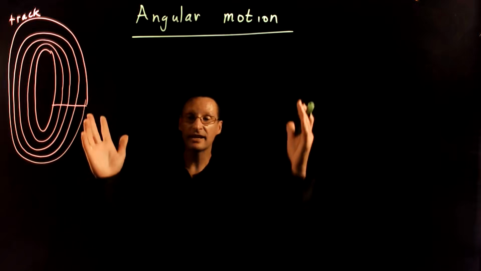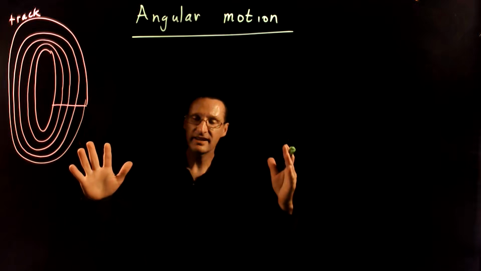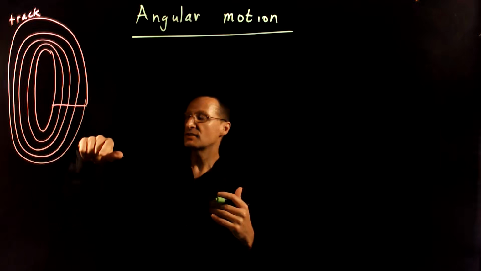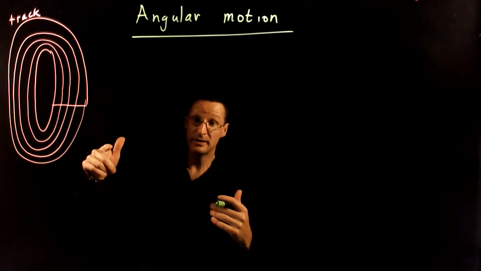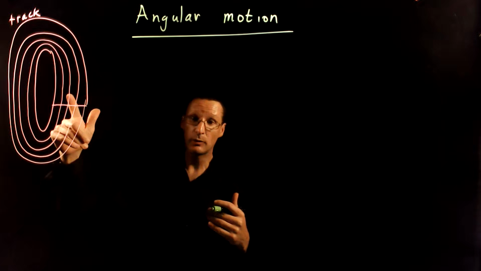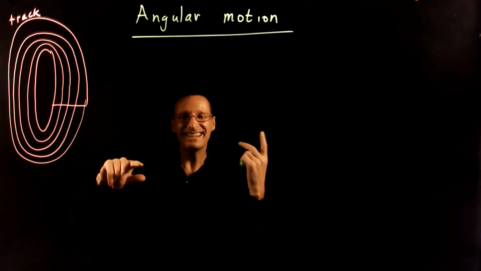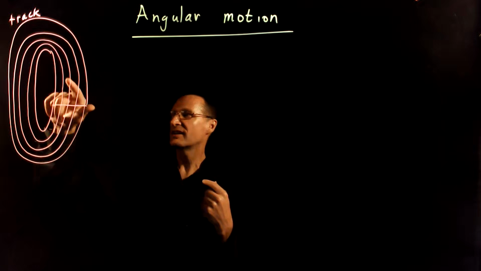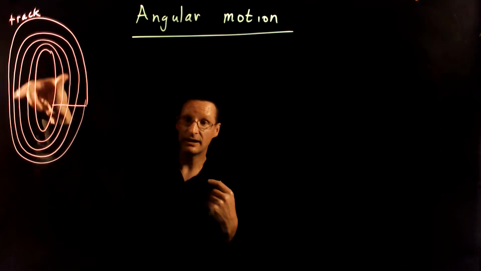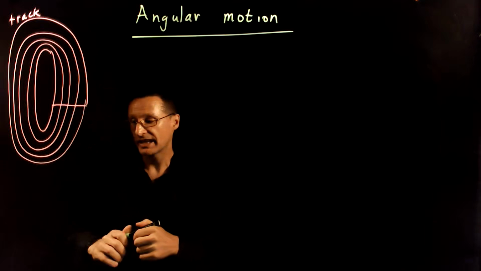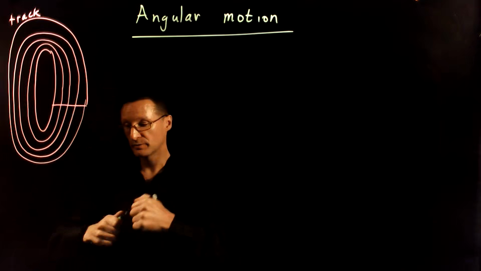Let's talk about angular motion. Before we get into the nitty-gritty details, let's talk about an example in track and field. If you run around a track once, that's 400 meters. But is it an advantage to run around in the middle lane versus the outside lane? Well, before we answer that, let's think about something rotating through part of a circle.